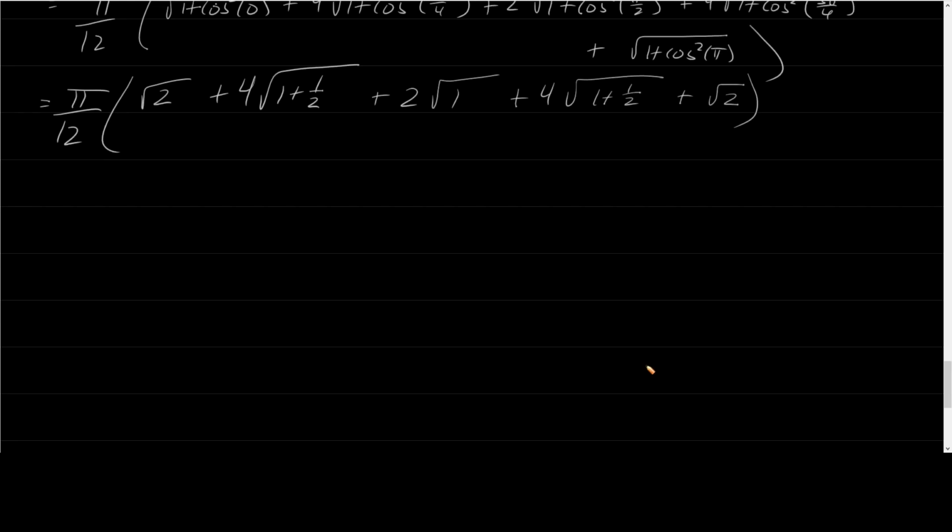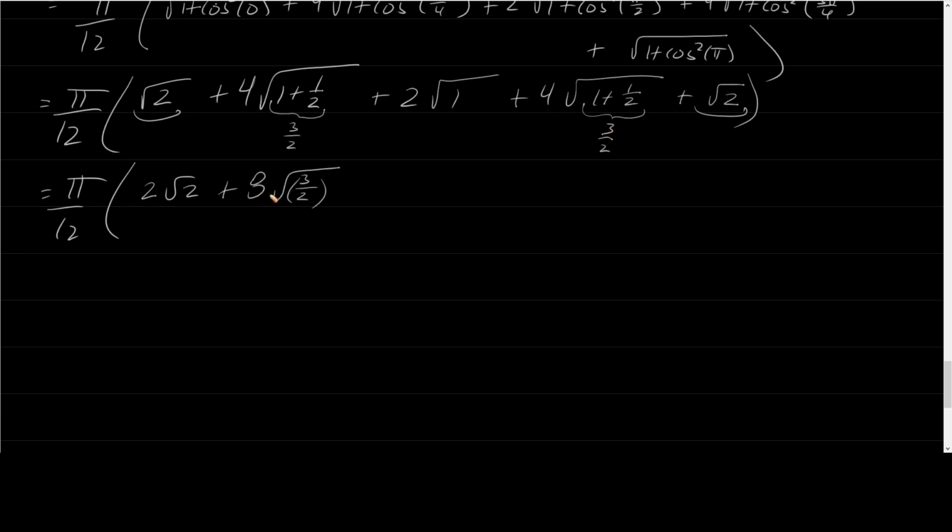So we have pi over 12 times radical 2 plus radical 2, that's 2 radical 2. 4, well, in here, this 1 plus 1/2 is 3/2, right? So similarly here, that's 3/2. So I have 4 plus 4 is 8, so 8 radical 3/2 plus radical 1 is just 1 times 2 is 2.